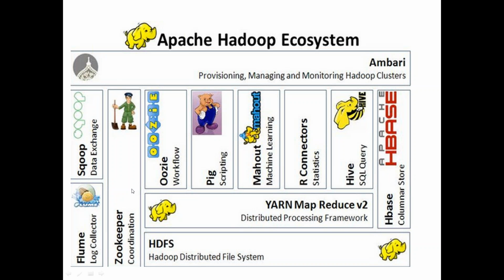Zookeeper is one of the coordination engines between two nodes, or any of the nodes which we want to coordinate. It's a coordination service. Say for example, if I'm having two name nodes or two master servers, to coordinate between the two name nodes, we'll be using Zookeeper. Zookeeper is used mainly to coordinate between any n number of nodes.